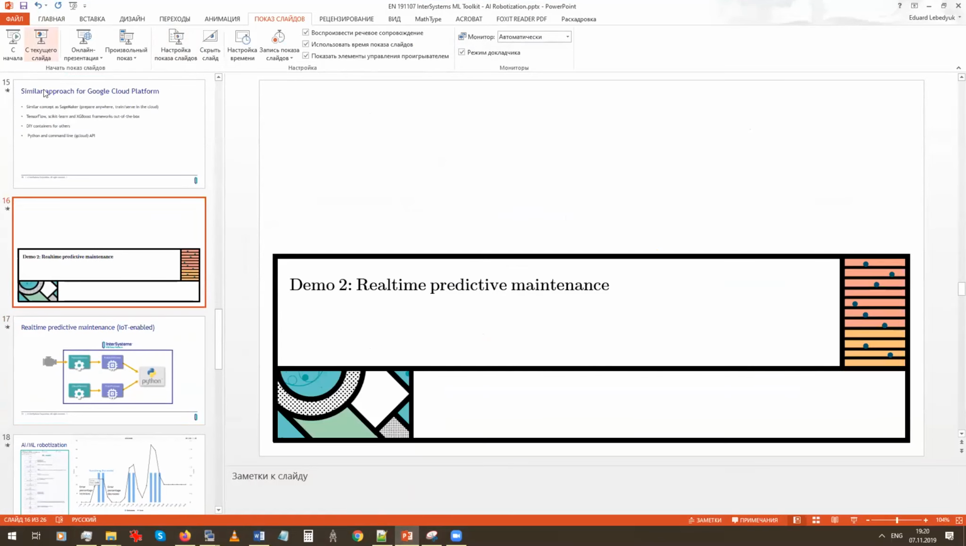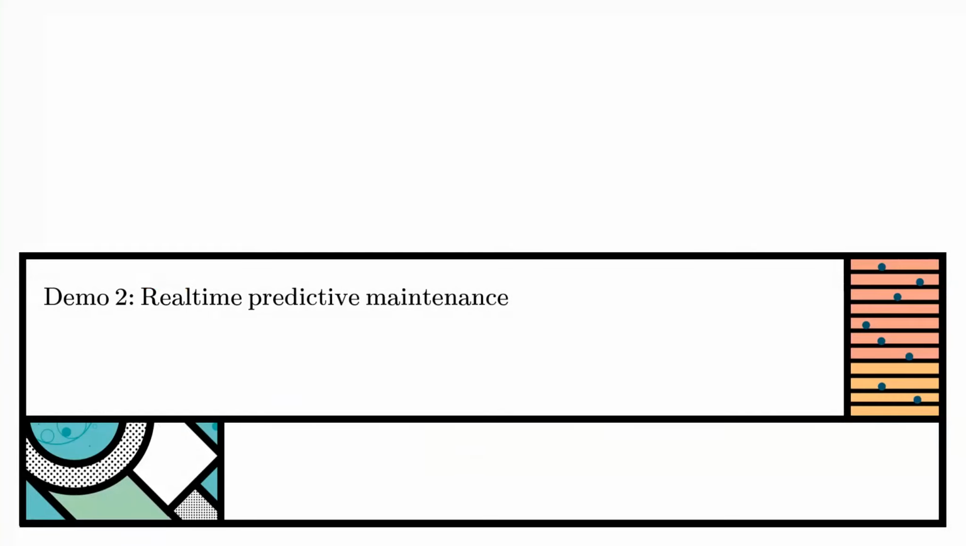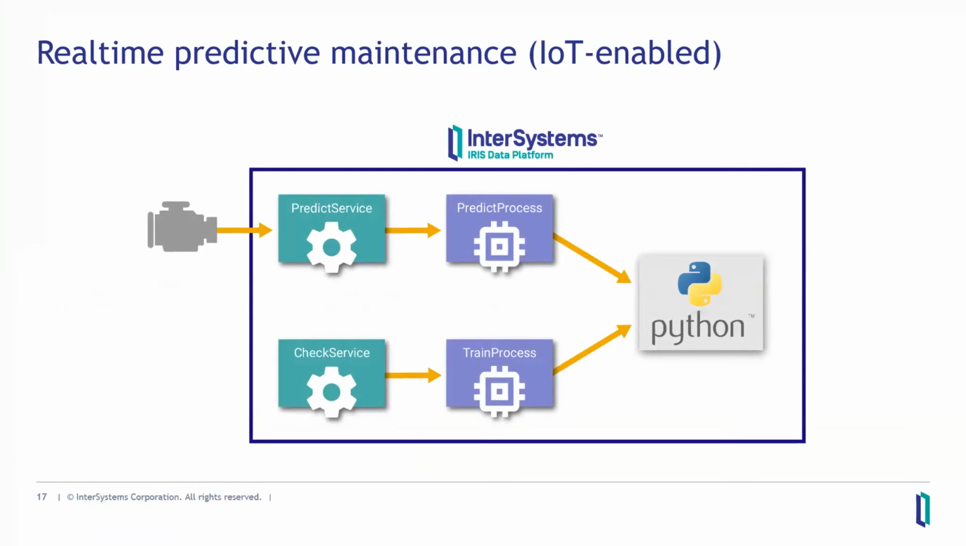Yes, let's go to a second demo. It's about real-time predictive maintenance. This is a scenario from the IoT industry. Let's say we have an engine. To be exact, it's a turbine.